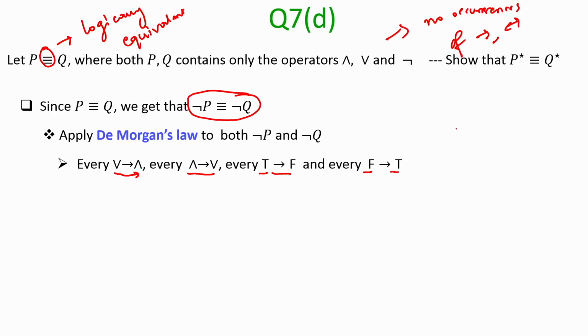And remember, the negation of P is logically equivalent to the negation of Q, so even after applying De Morgan's law to negation P and negation Q, the resultant expressions will remain equivalent, right? Because I am not doing anything fancy here, I am just applying some standard identity. Even after applying De Morgan's law, negation P will be equivalent to negation Q.